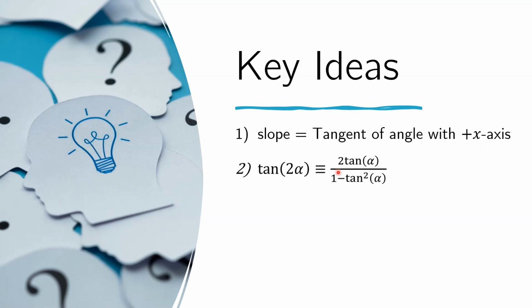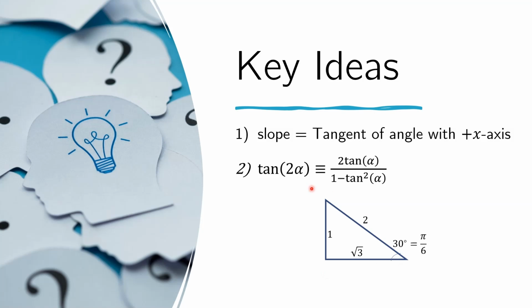The second is that the tangent of 2 times an angle equals 2 times the tangent of the angle over 1 minus the tangent of the angle squared. So this is an identity that's easily proven in trigonometry. And lastly, we will need the following triangle.